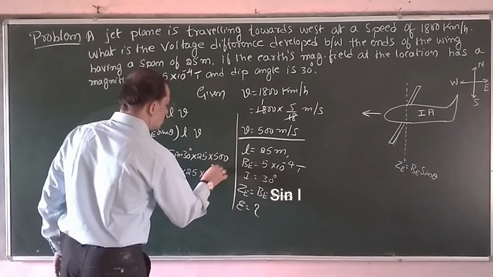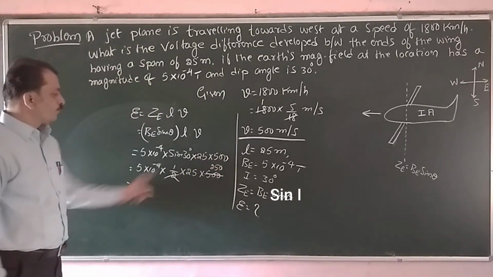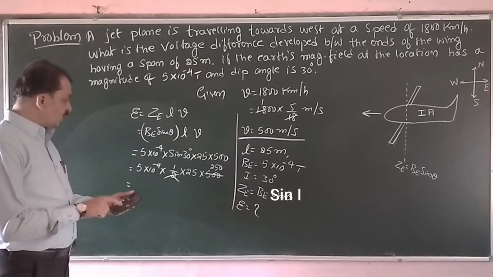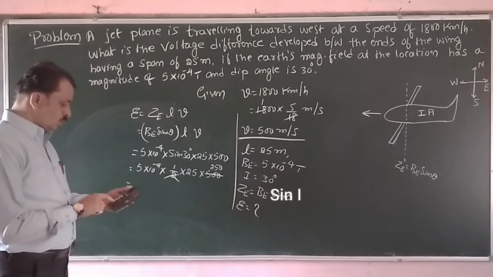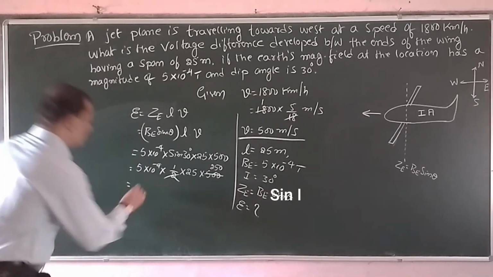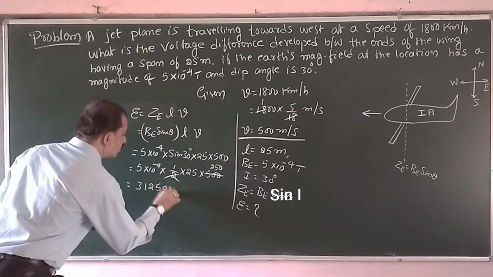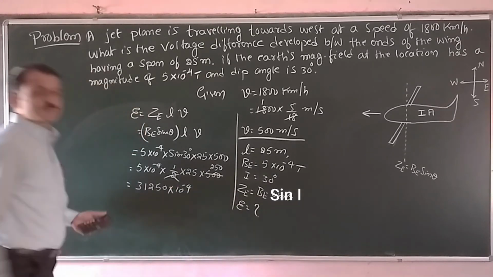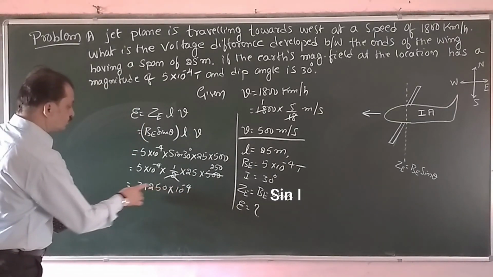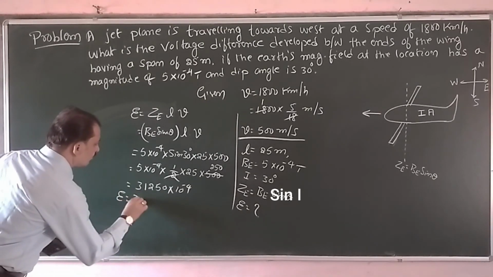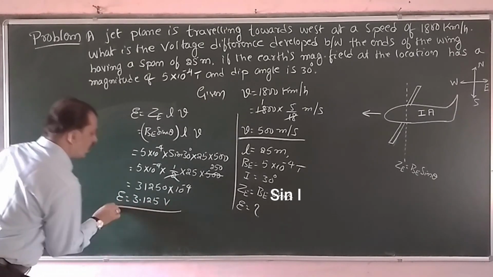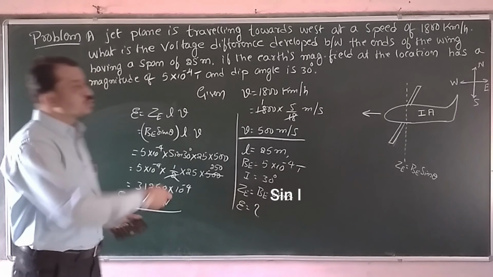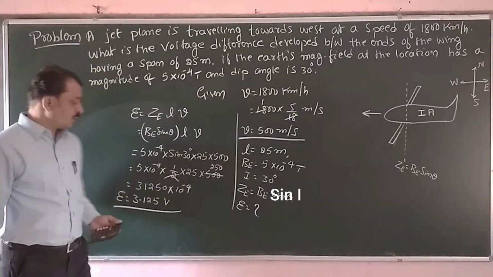Now, if you simplify this with the help of a calculator, 5 into 25 into 250 is equal to 31250. So 31250 into 10 to the power of minus 4. If I simplify this, I am getting the induced EMF as 3.125 volts. Now this amount of EMF is induced across the ends of the wings.